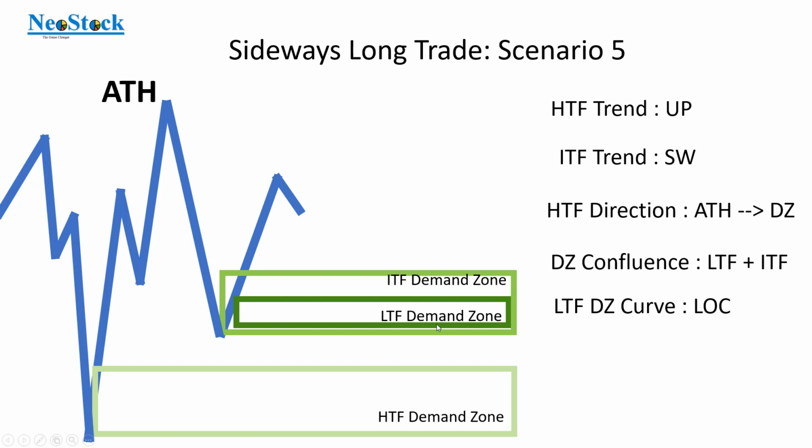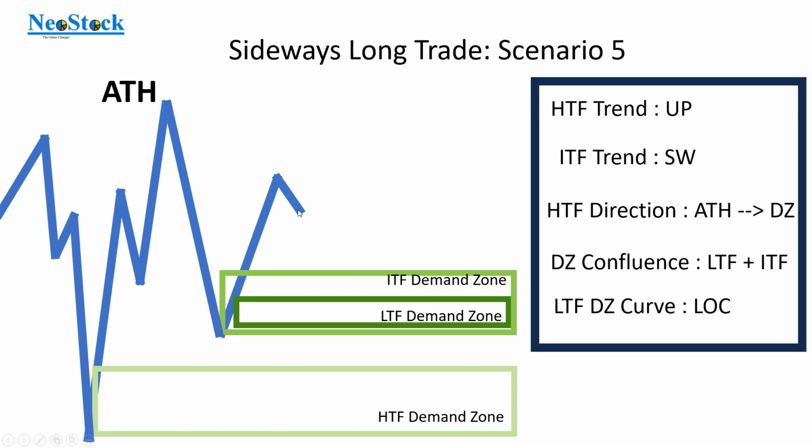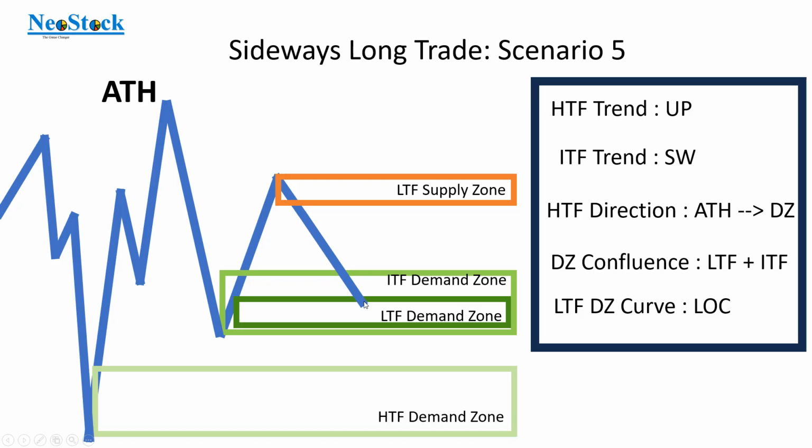So in this scenario, when prices have entered this LTF demand zone, but before that, what is the target? There should be an LTF supply zone. Suppose if there is no LTF supply zone, then the target is all-time high. You should not forget this point. In this example, let us assume the LTF supply zone is there. When prices reach here, you can plan the trade. So can we go for a long trade here?